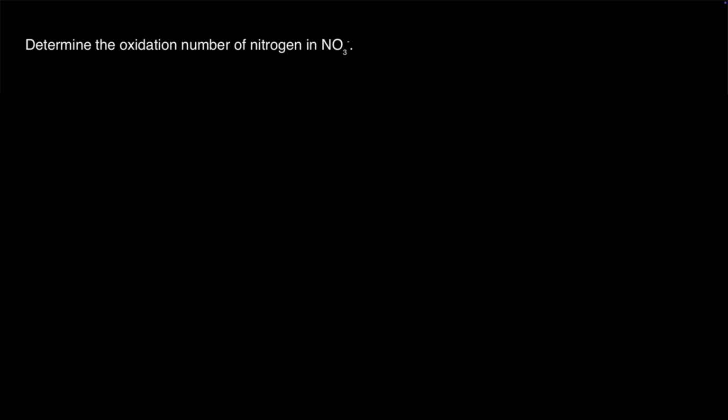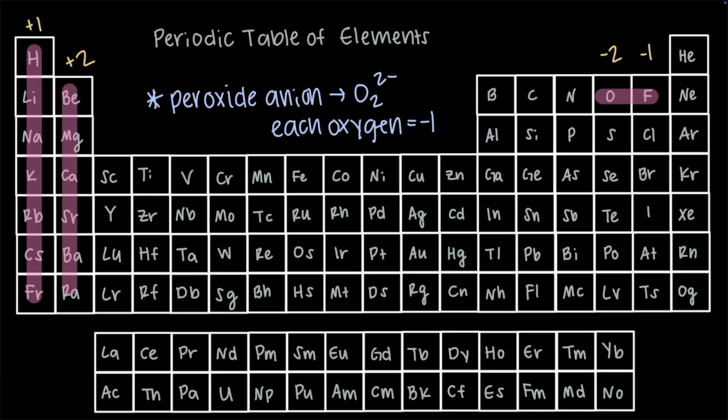Determine the oxidation number of nitrogen in NO3-1. To find the oxidation number, we can memorize the rules given, but a fast way to remember is to always assign the elements that are on the extremes of the periodic table first. Extremes will mean we assign group 1, group 2, and the more electronegative elements first.